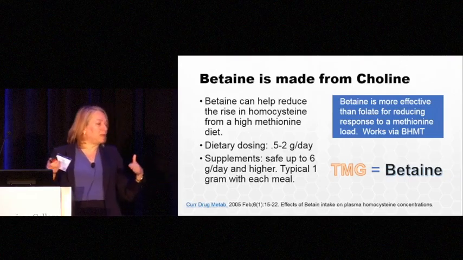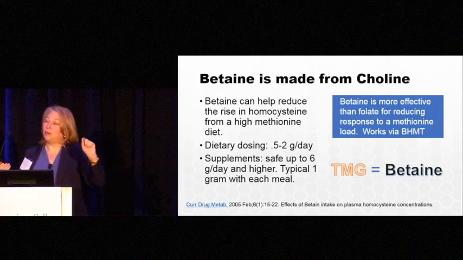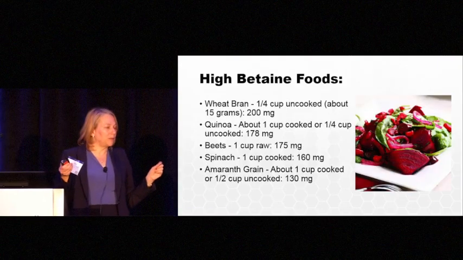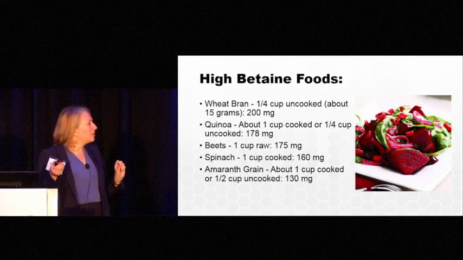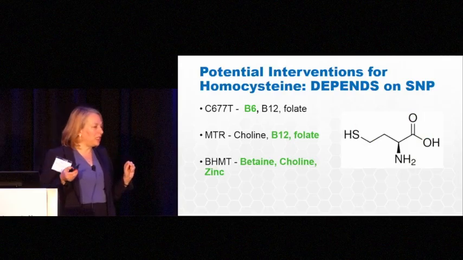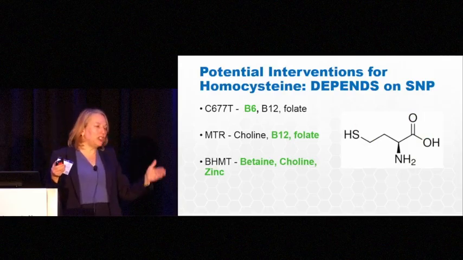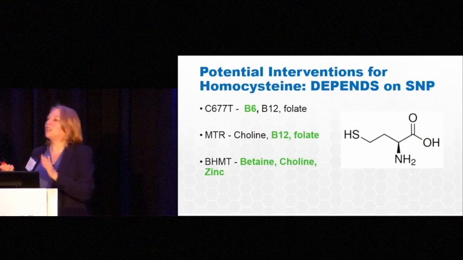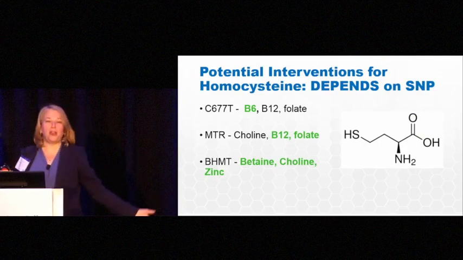And again, betaine is made from choline, so if they have BHMT variants, you also may need to make sure they have adequate choline. And again, there are some slides on some high betaine foods for fun. And so the potential interventions for high homocysteine depend on what's causing their high homocysteine. And it may be all three of these.